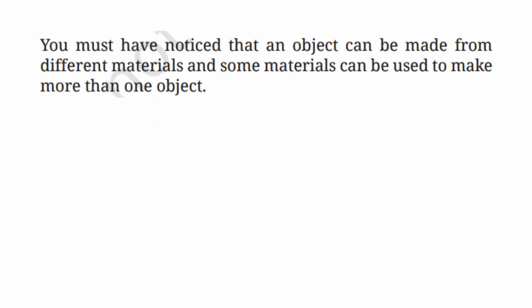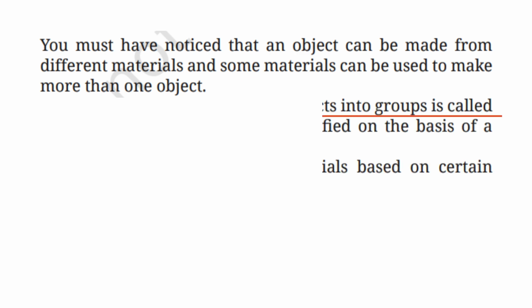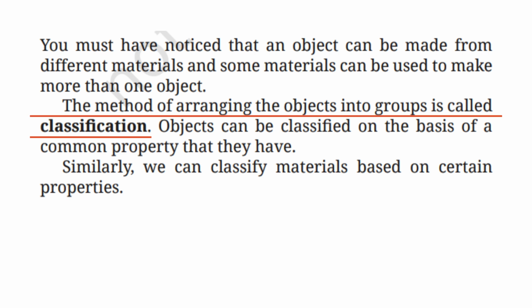Students, you must have noticed that an object can be made from different materials and some materials can be used to make more than one object. The method of arranging the objects into groups is called classification, and objects can be classified on the basis of a common property that they have. Similarly, we can classify materials based on certain properties.